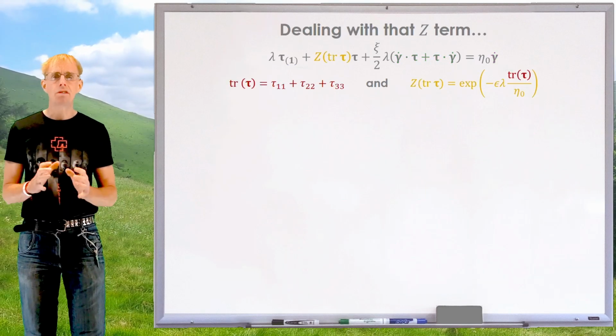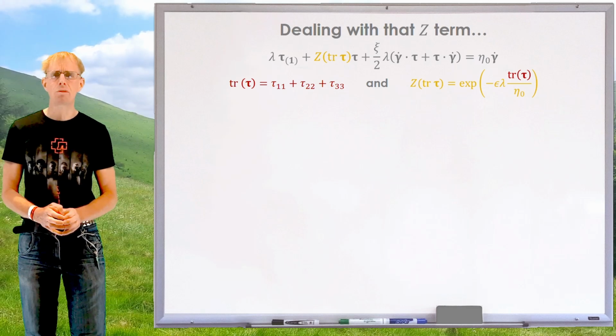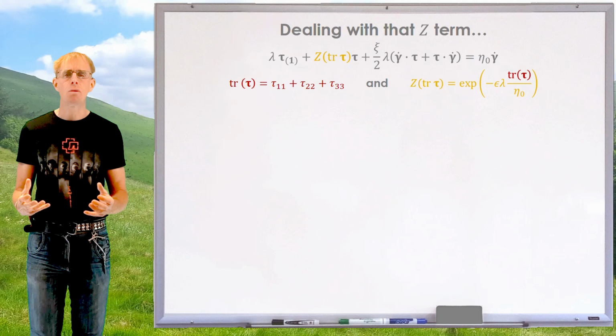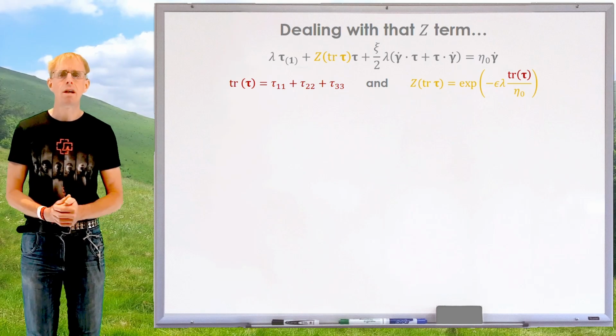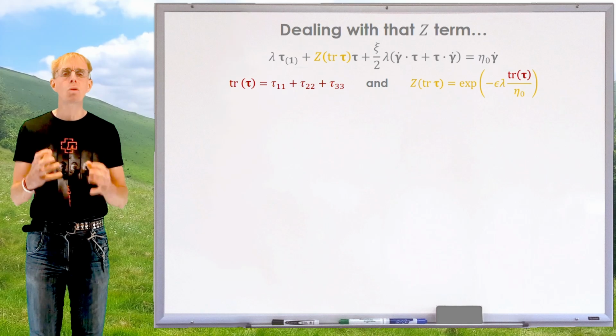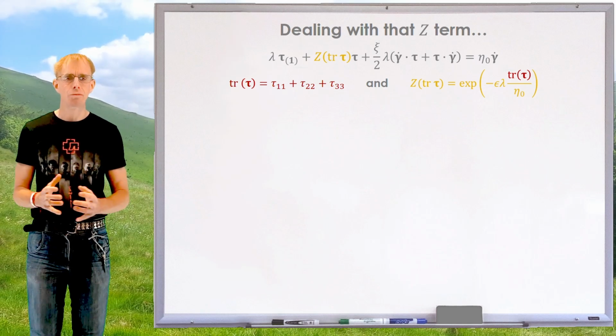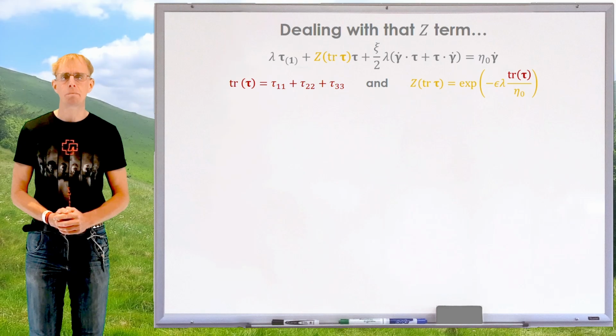Okay, so let's now focus our attention on that z term. So we've said that z trace tau is z as a function of trace of tau, and we're going to elect to look at the exponential form of it, which is the more complete form. Remember that the other form was just simply a binomial expansion of the first two terms of this exponential form.